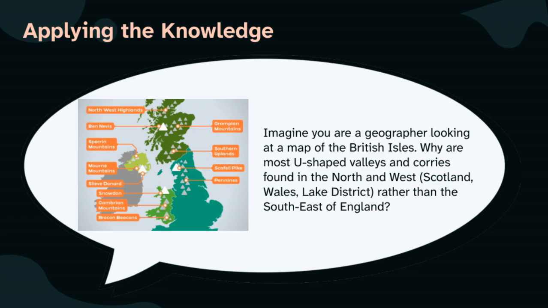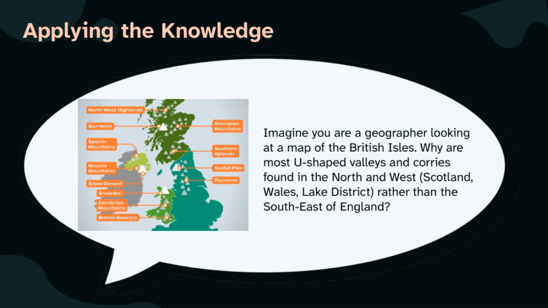Second, the west receives more moisture from prevailing winds. Moist air from the Atlantic brings high rainfall and snowfall to western uplands. Third, during glacial periods, the north and west had thicker and more active ice, which was able to erode the landscape and form features like corries and U-shaped valleys. The southeast of England was generally less affected by thick glacial ice. It was more often a periglacial environment, meaning it was cold and near the ice, but did not have the same thickness of moving glacier ice needed to create major erosional landforms.